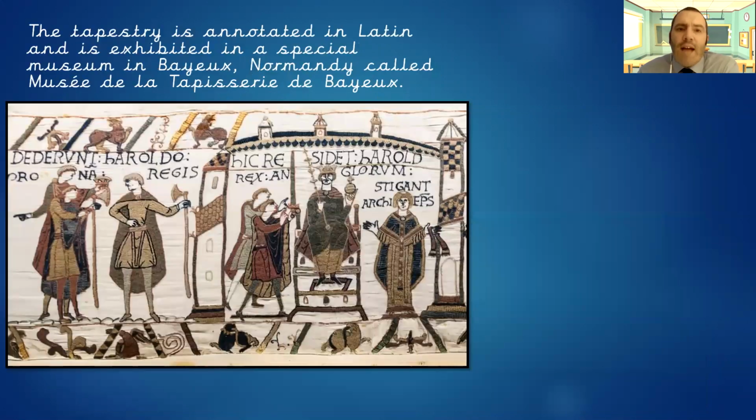So the tapestry is annotated in Latin, and it's exhibited in a special museum in Bayeux, Normandy, called the Musée de la Tapisserie de Bayeux. If you translate it from French to English, it's the Bayeux Tapestry Museum. And the language Latin was still widely used. It was the language of the church, don't forget. So this is one of the hangovers from the Romans.